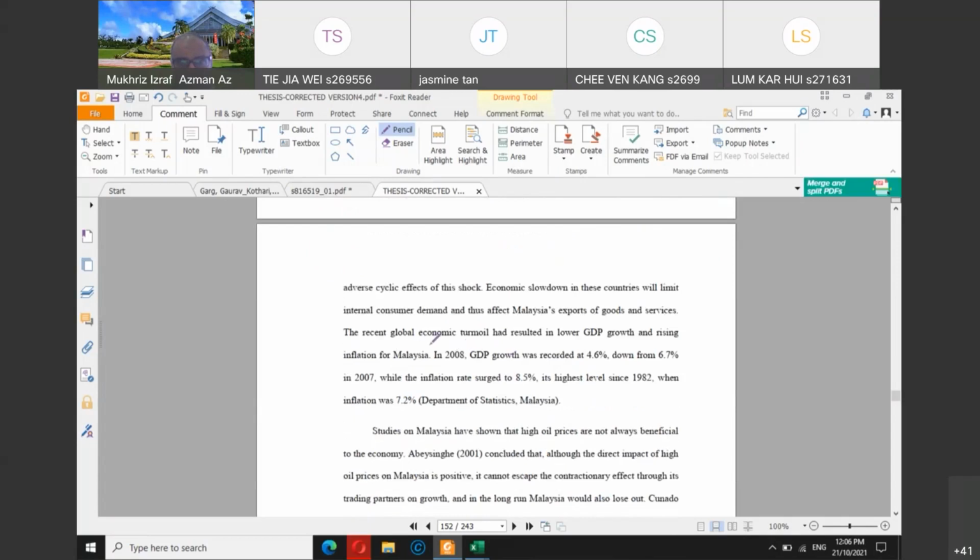And then I also provide some statistics. What happened when the oil price went up back in 2008? This is what I mentioned just now. Back in 2007, 2008, when the oil price went up so high, Malaysia was affected directly because of that.